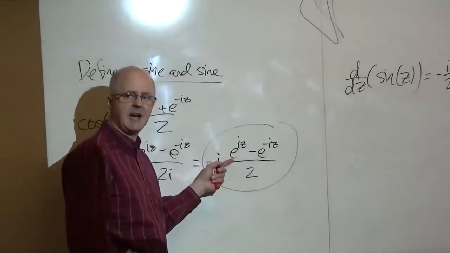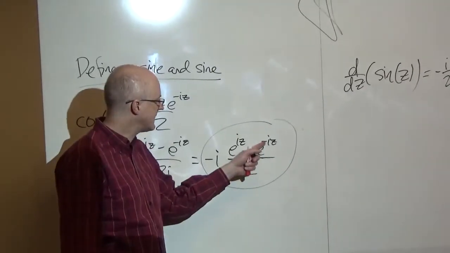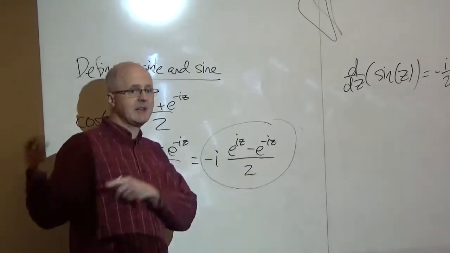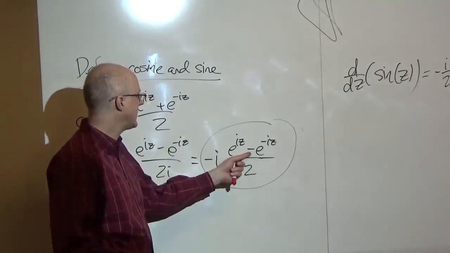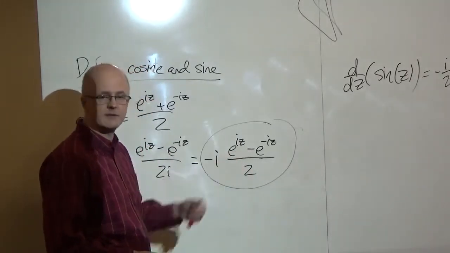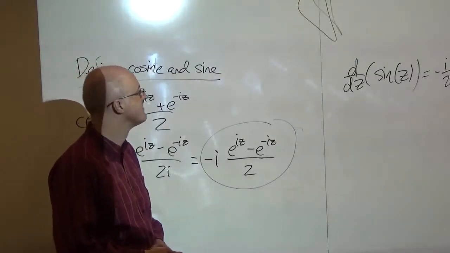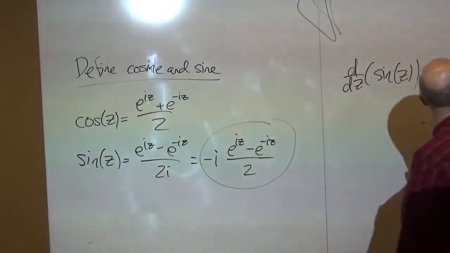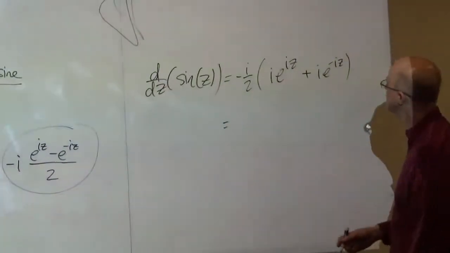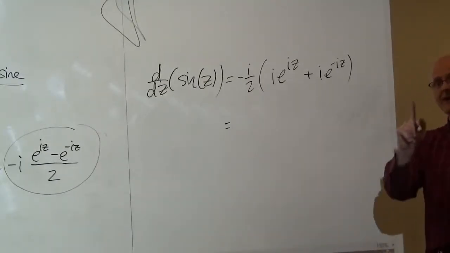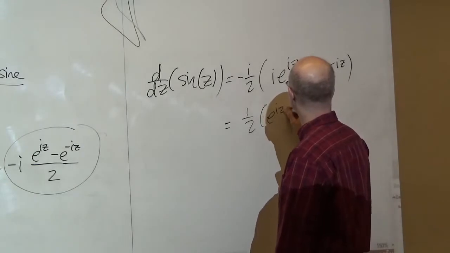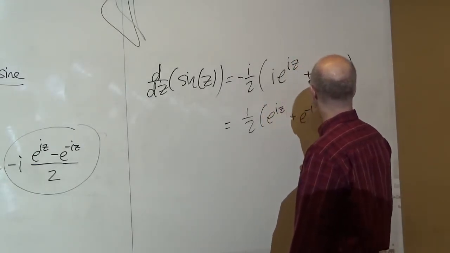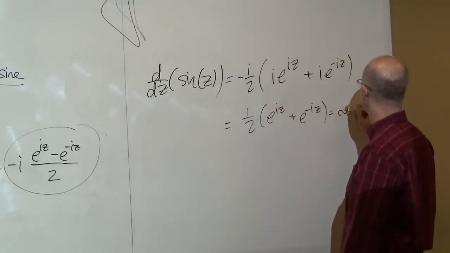Differentiate iz, you get i times e to the iz. Differentiate e to the negative iz, you get a negative i in front times e to the negative iz, that's the chain rule. The negative i times -1 gives you a plus i. I can factor that i out, and then i times negative i is positive 1. This becomes 1/2 e to the iz plus e to the negative iz. That is the same as cosine of z.